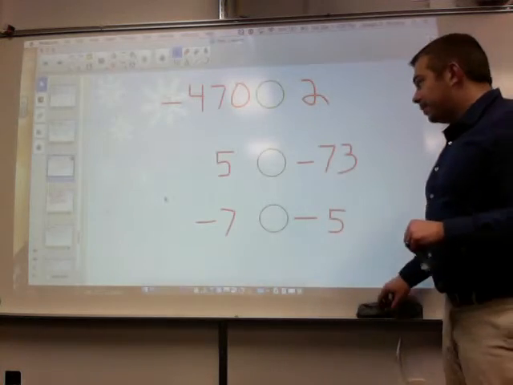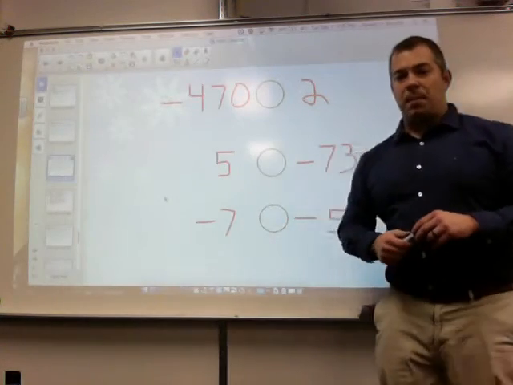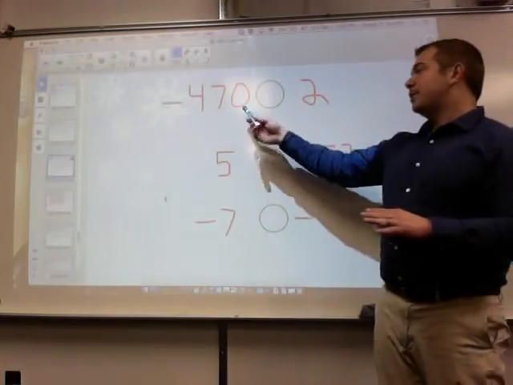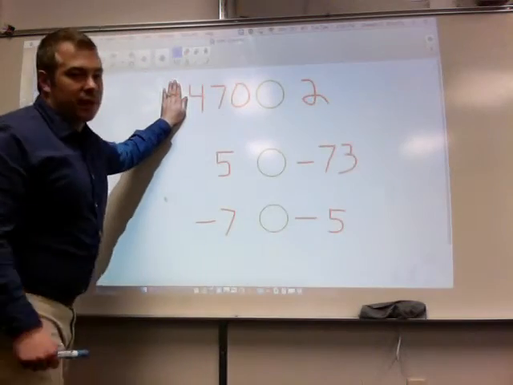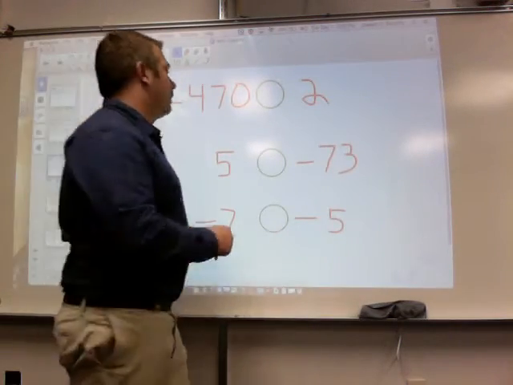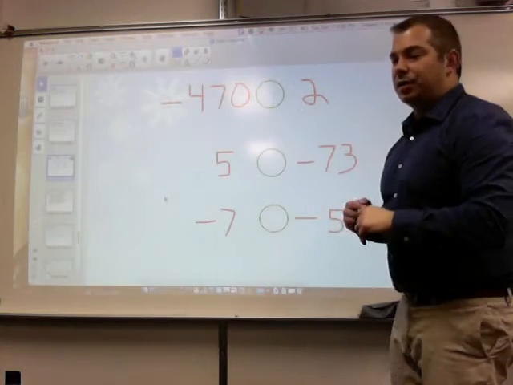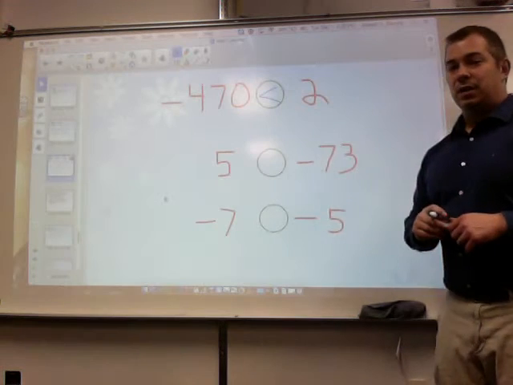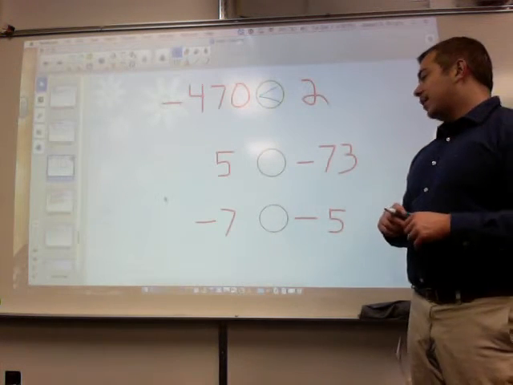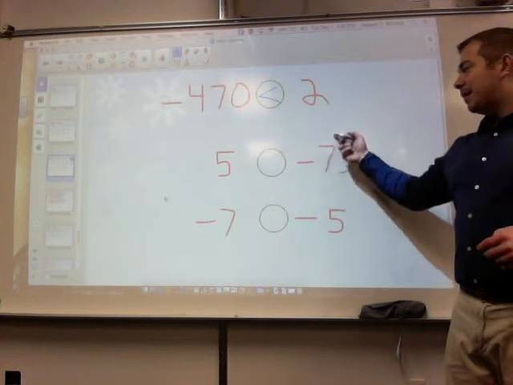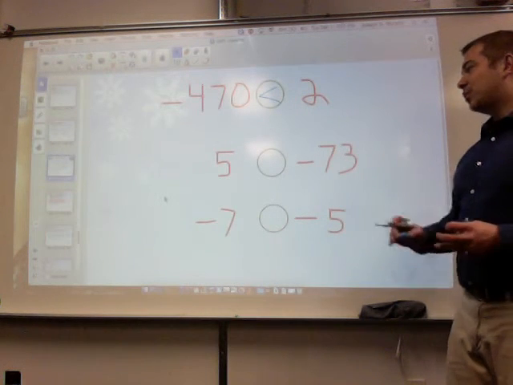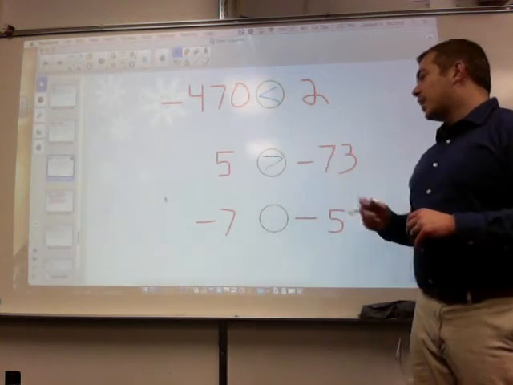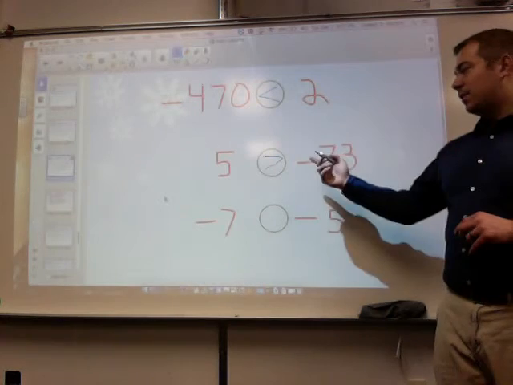So we have a few more examples here. Now you might see a huge number like -470. Well, you have to realize there's a negative sign right there. So even though 470 by itself would be much greater than 2, it's negative. So -470 is so much smaller than 2. So -470 is less than 2, and it's going to eat 2. We have 5 and -73. Once again, 73 seems like a big number, but since it's negative, it is actually a really small number. It's a lot less than 5. So 5 is greater than -73, and -73 eats the 5.